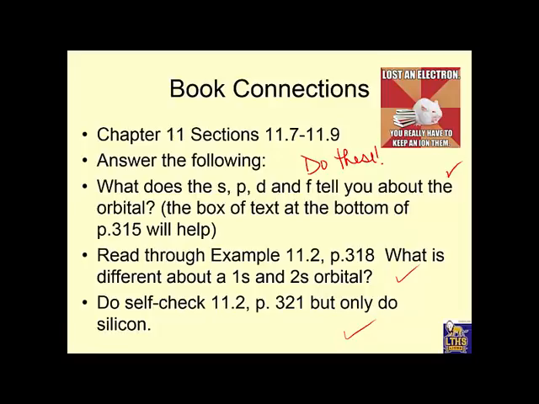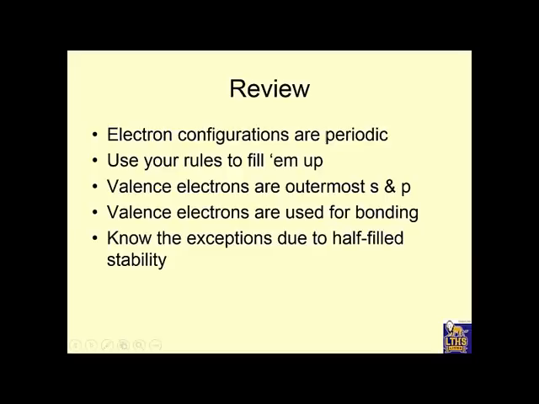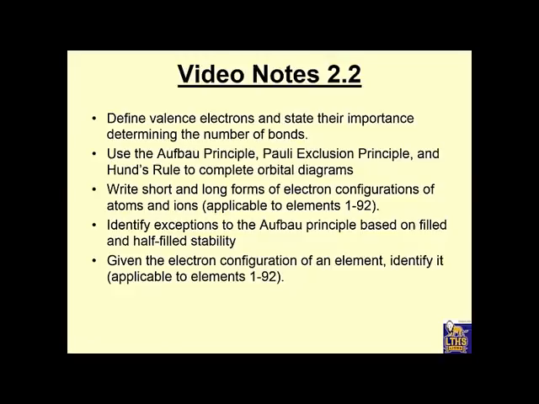All right, so review. Electron configurations are periodic. Use your three rules to fill up the electron orbitals. Valence electrons are the outermost s and p orbitals. They're used for bonding, and there are some half-filled stability exceptions to electron configuration. Okay, hopefully all of this makes more sense, and don't worry, we'll work on it in class.